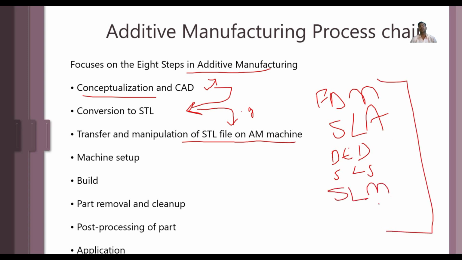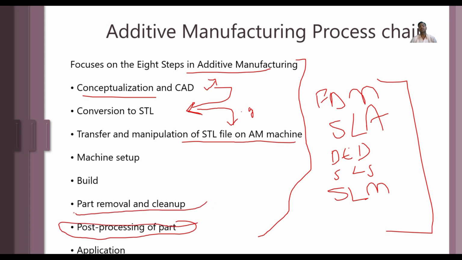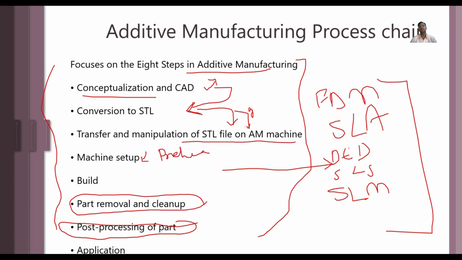For every AM process, this is a common phenomenon. Sometimes post-processing is not required in some cases, but the remaining steps are common for all these kinds of 3D printing techniques. Once the G code is transferred to the additive manufacturing machine, machine setup is very important, where we have to consider the preheating.